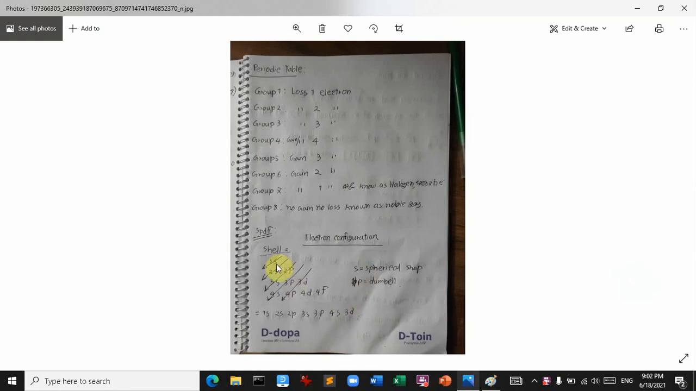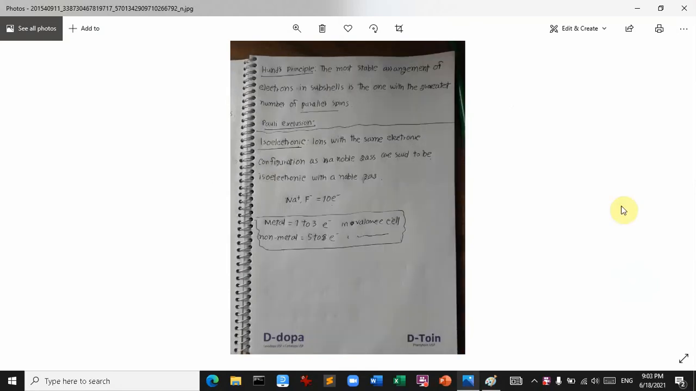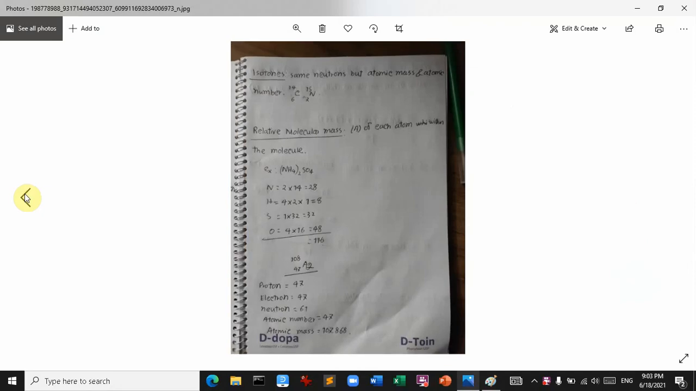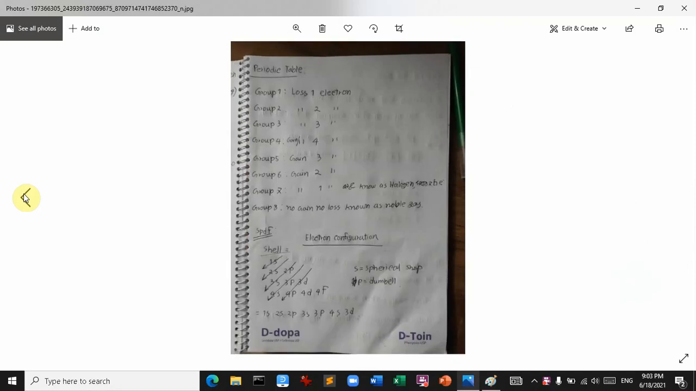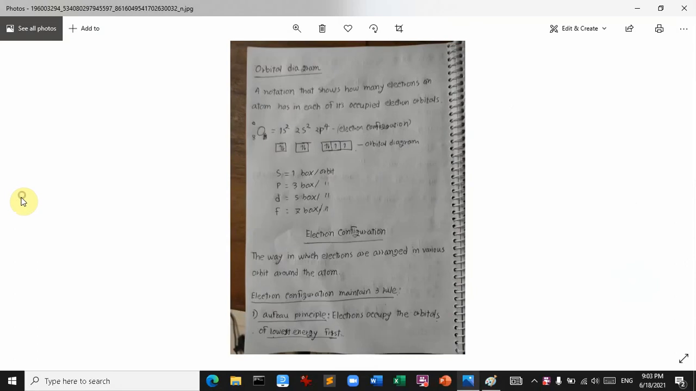S can contain a maximum of 2 electrons. Here you can see the order: 1s, 2s, 2p, 3s, 3p, 4s, 3d. The thing I want to share with you is that electron configuration has 3 laws. Using those 3 laws, you can write the electron configuration.